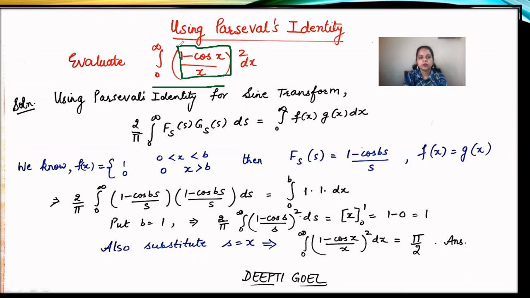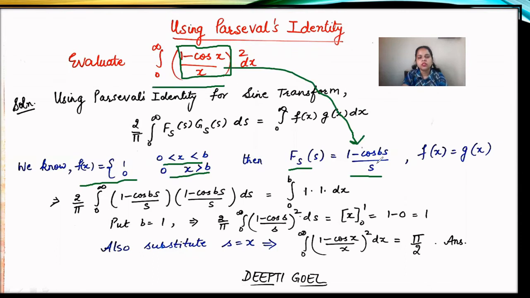So as we know, if we choose a function f of x that is 1 when x is lying between 0 to b, or it is 0 when x is greater than b, then the Fourier sine transform of such a function has the result of (1 minus cos bs) upon s. So this (1 minus cos x) by x is similar to the Fourier sine transform result of the function, which is (1 minus cos bs) by s.